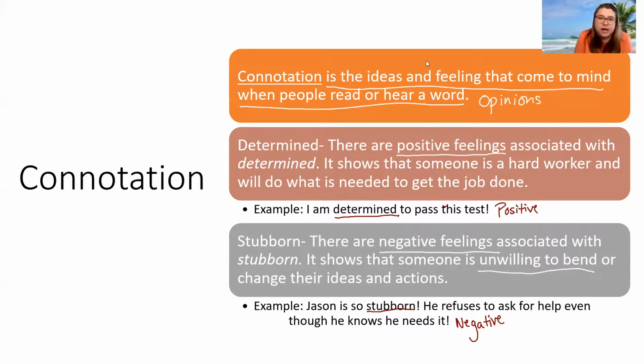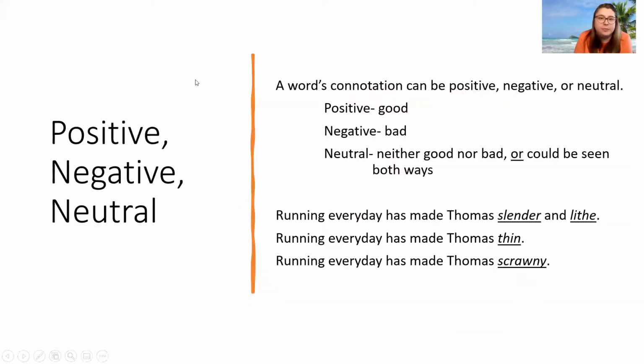All right, let's do a little bit of practice here. And before we get into that practice, I do want to mention positive, negative, and neutral here. So a word's connotation can be positive, negative, or neutral. When something is positive, we know it's good. And I generally use that plus sign as a way to tell me that something is positive. When something is negative, we know it is bad. So I'm going to use that minus sign to show me that it is negative.